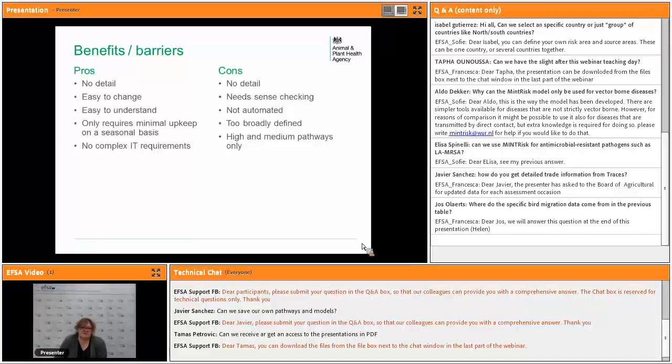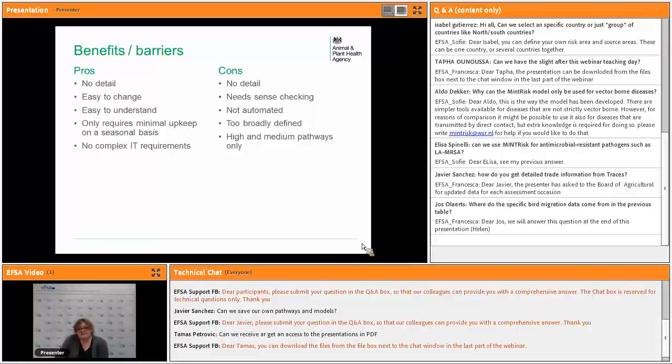This is a semi-quantitative tool that's used to compare one disease to another. On the good side, it's easy to change and really quite easy to understand. It requires very minimal upkeep in terms of complex IT requirements or anything like that. You just need to go in every season, but also ad hoc, changing where disease is present.